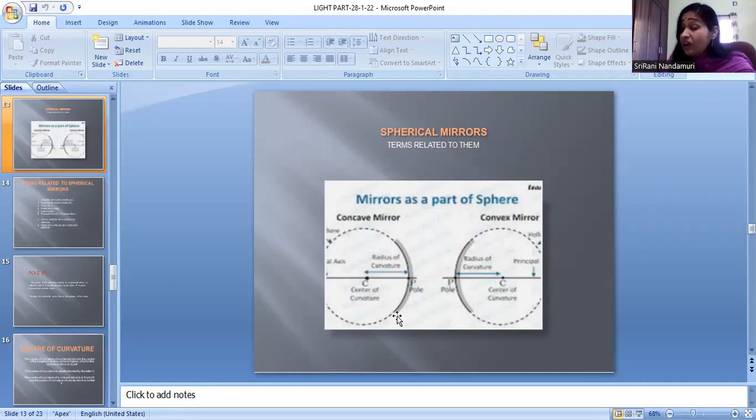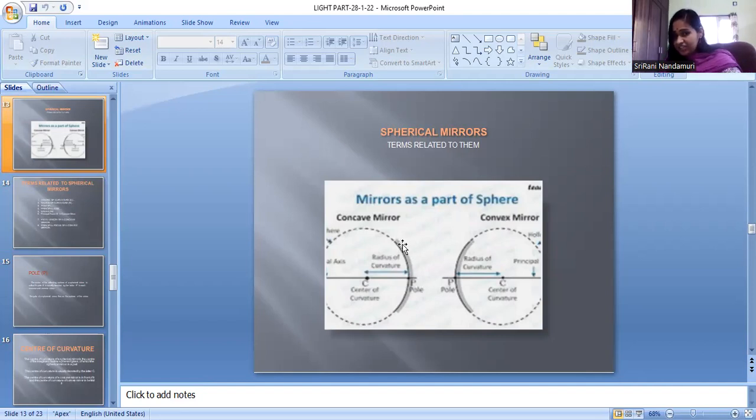Now, what is a pole? It is the center point of the reflecting surface. This is a concave mirror and these are the rays which are striking. This is the center point of this reflecting surface, right? Here you can see this is a complete part of a concave mirror and this is the center point. The center point of the reflecting surface of a mirror is called the pole.